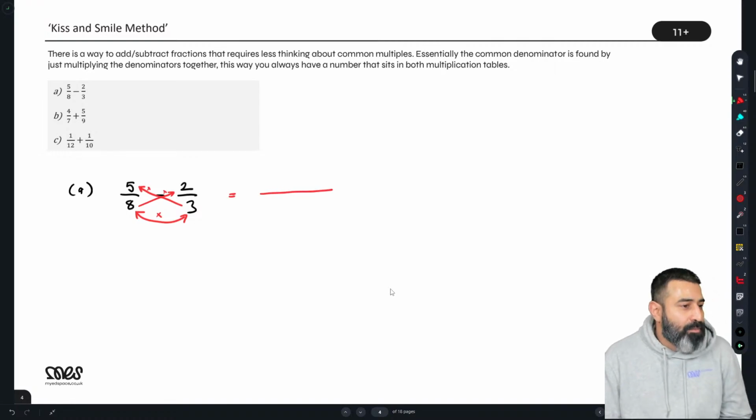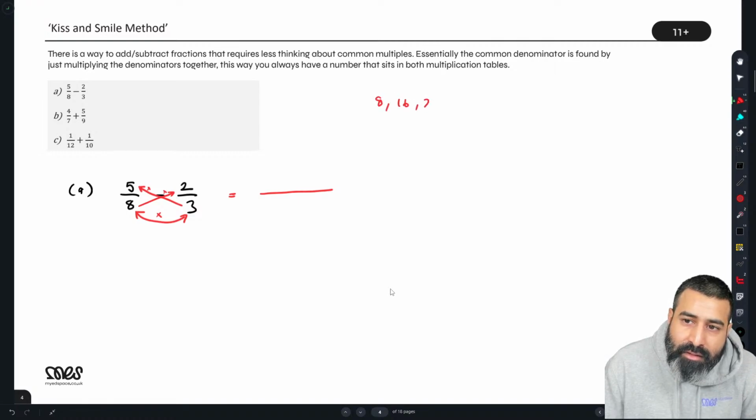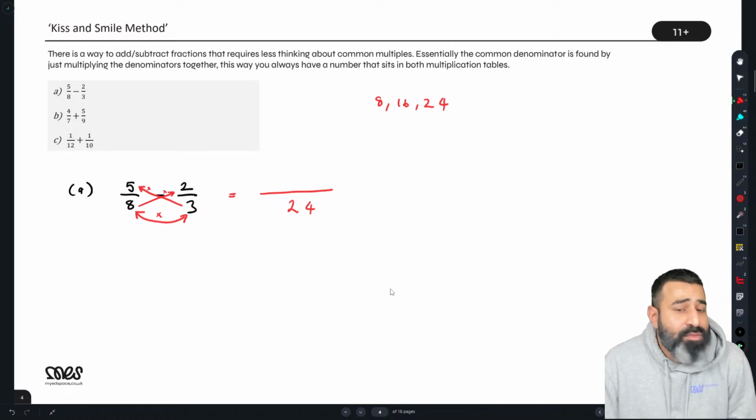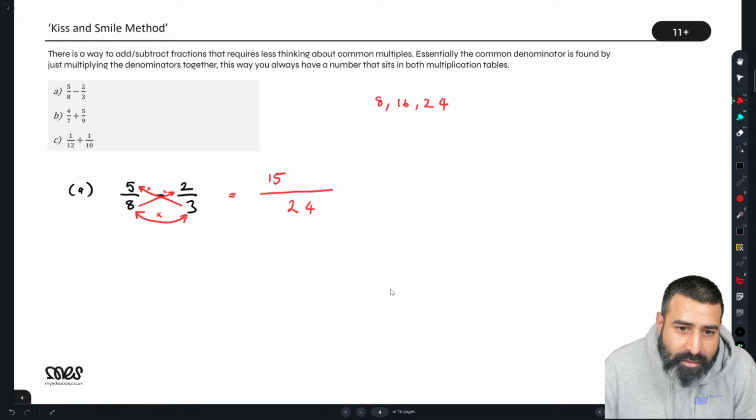So what is 8 times 3? 8, 16, 24. So 3 8s are 24. And then what is 5 times 3? So 5 times 3 is 15. And then 8 times 2 is what?